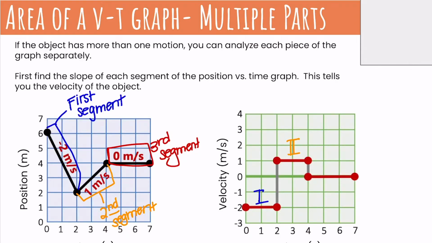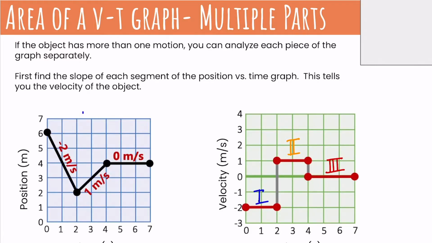And so we have segment 1, 2, and 3 on the velocity graph. So I'm going to go ahead and erase this so that we can have some room to calculate our displacement. So I just wanted to point out that there's 3 different segments.